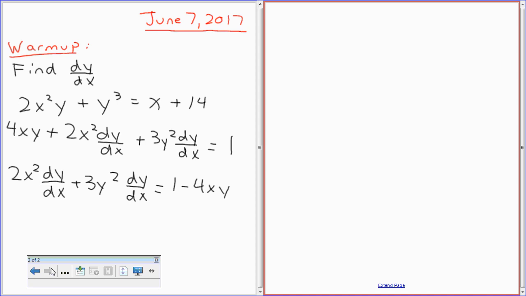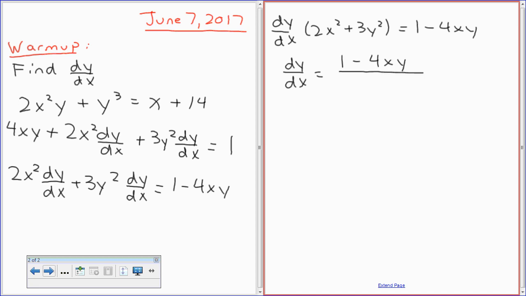All right, Nathan. Since you're sitting in the front row today, what do we do now? Let me help you here. We're doing the left-hand side. Awesome. Isolate dy over dx and then divide it with 2x squared plus 3y squared. There we go. Are we feeling sort of okay?